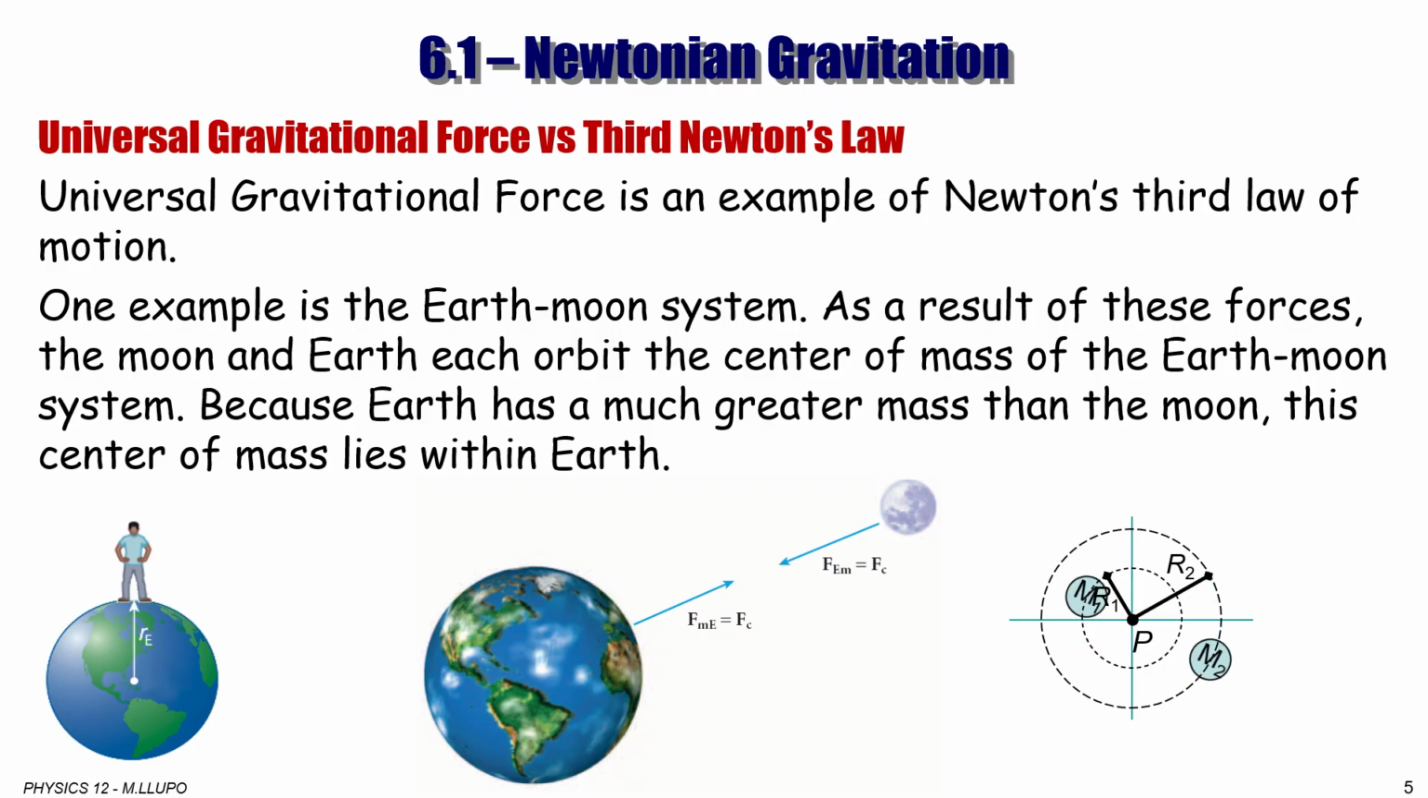As a result of these forces, the Moon and Earth each orbit the center of mass, which is the center of gravity of the Moon-Earth system. Because the Earth has a greater mass, 81 times... 6 times greater than the mass of the Moon, this center of mass lies within Earth itself, not far from the center of the Earth. So when we say that the Moon is orbiting the Earth, we may not be as precise as we should be, because the Moon is orbiting the center of gravity of that system itself.